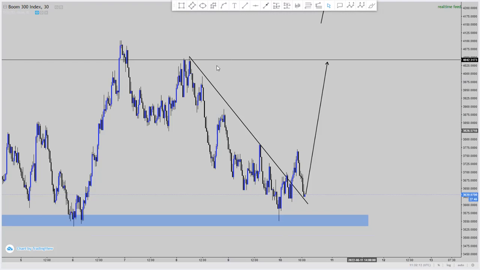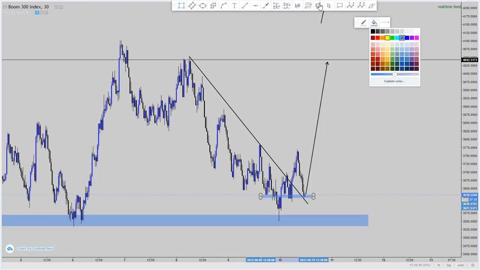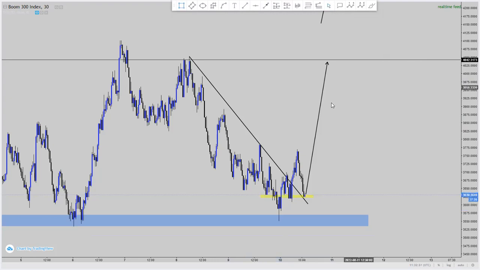We now need to see how price is going to behave on the retest area, which is somewhere on this zone here. So on that zone, once you get a bullish candlestick pattern, whether it's an engulfing or a hammer or whatever, we simply can start buying our Boom 300. As I showed you, these are the targets. So basically, this is how you analyze Crash and Boom, and that is how you identify your entry points and your exit points.